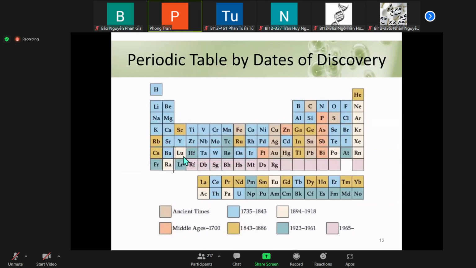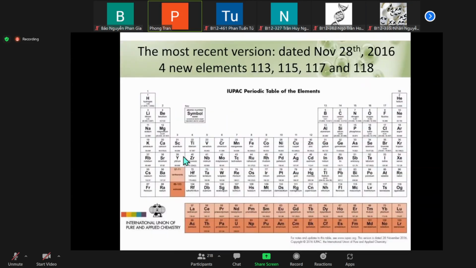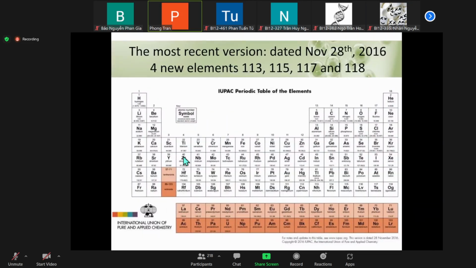So here is a summary table of the elements where you see the date of discovery of different elements. Okay. So very recently, in 2016, 4 new elements, 113, 115, 117, and 118, were added into this table. So now you have a complete periodic table of elements.